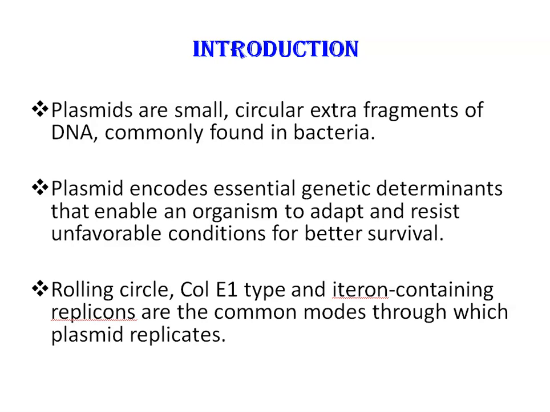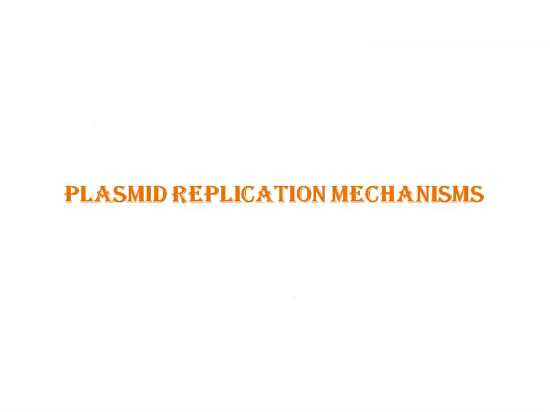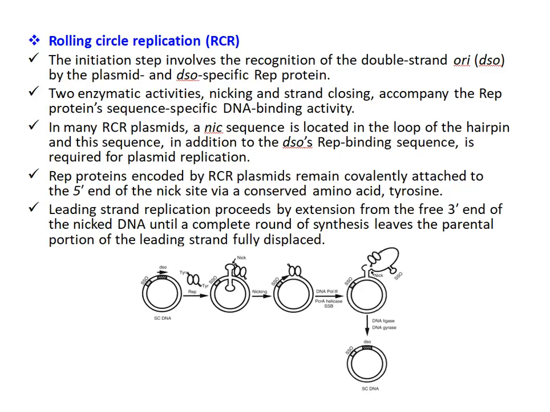Rolling circle, Col E1 type, and iteron-containing replicons are the common modes through which plasmids replicate, and each mechanism has unique significance to the organism. Plasmid replication mechanisms. So first we'll start with the rolling circle replication mechanism.